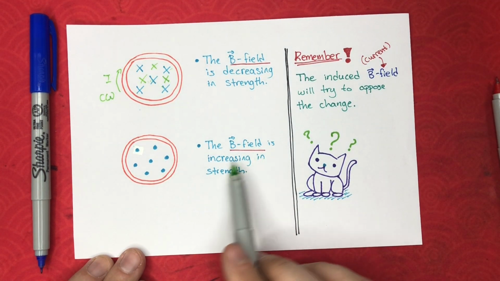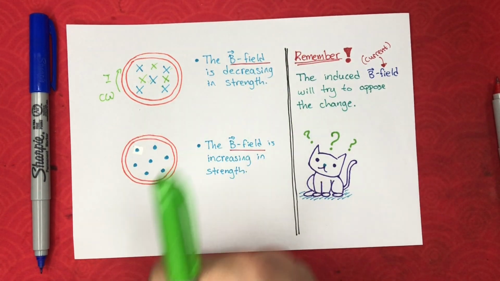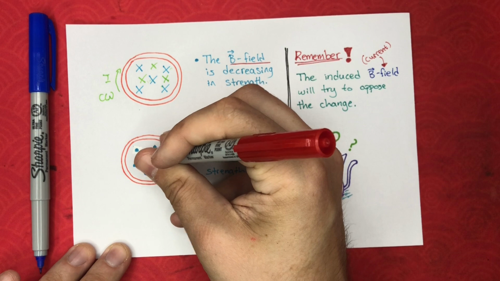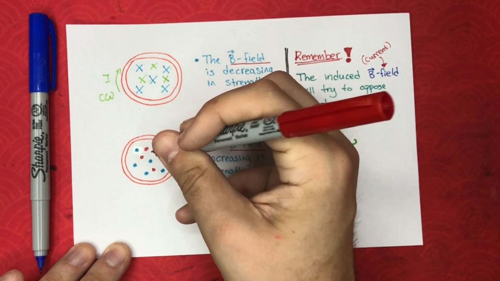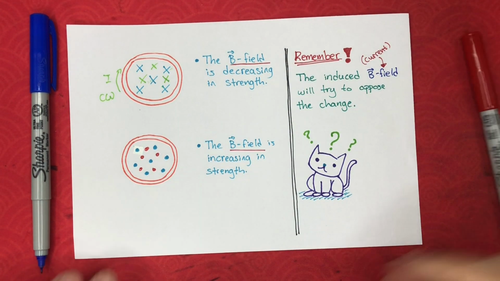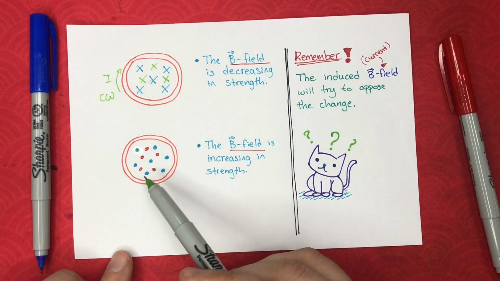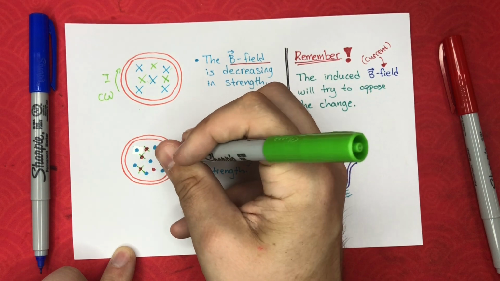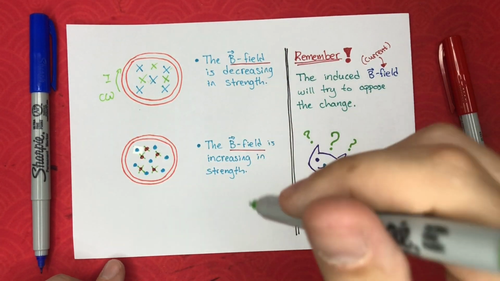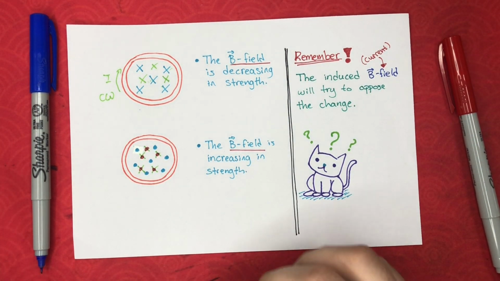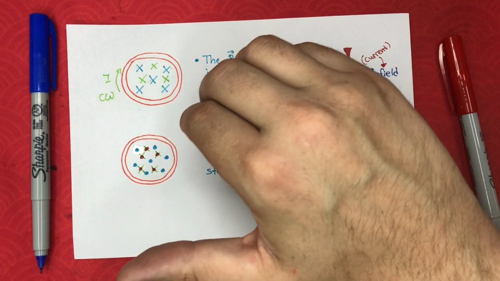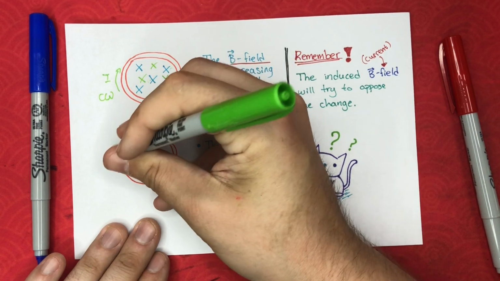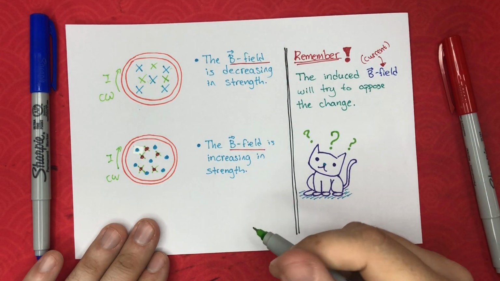Down here, the magnetic field is increasing in strength, but it's coming out of the page, okay? So if the magnetic field is increasing in strength, it's adding in more magnetic field lines. Well, in order to oppose that change, this current carrying wire is going to have to cancel those out by putting one that goes into the page. Well, put your fingers in the direction of the magnetic field. Your thumb is going to point in the direction of the current. You should have a current that goes in the clockwise direction as well.